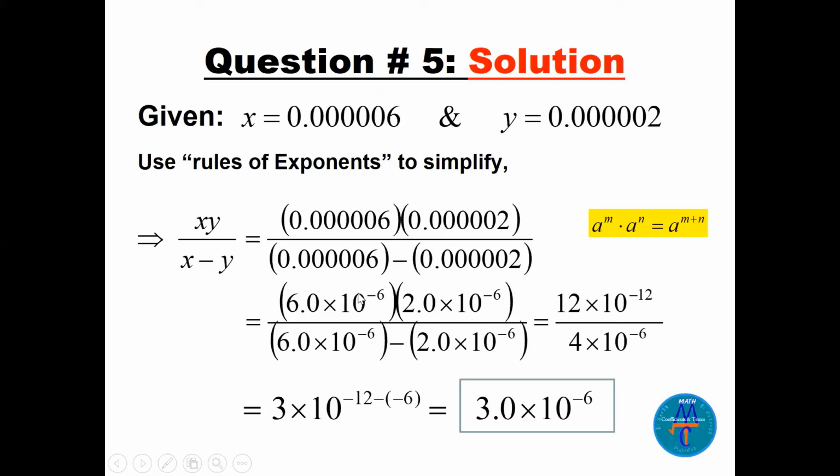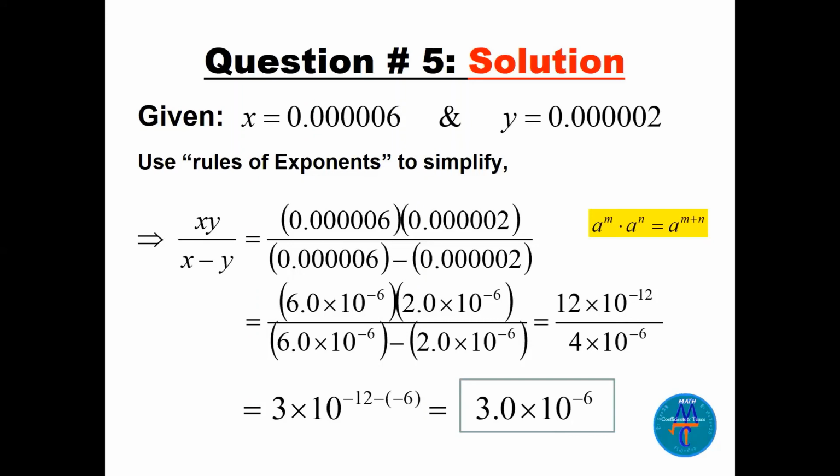Now here we multiply, we add the power. 10 to the power minus 6, 10 to the power minus 6 is what? You add it. It's minus 12. And 6 times 2, 12. 12 divided by 4, 3. Now we subtract the powers. Minus 12 minus 6. We subtract, so it becomes plus 6. Minus 12 plus 6 is minus 6. So the final answer for xy divided by x minus y is 3.0 times 10 to the power minus 6.